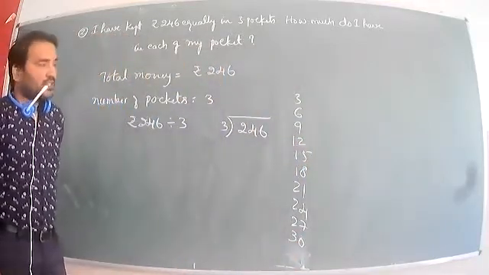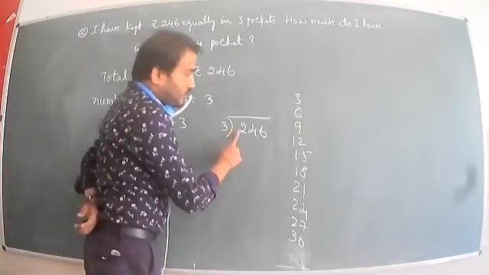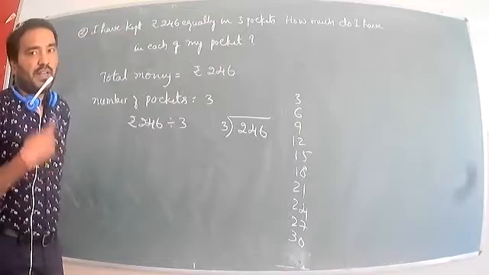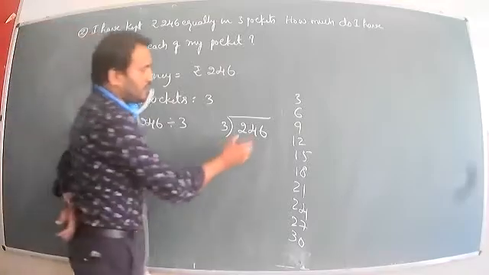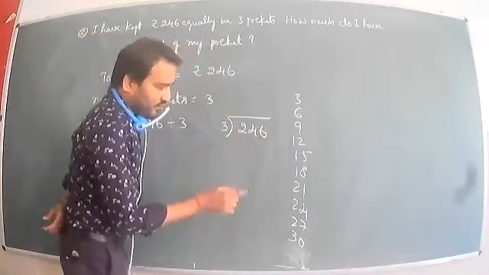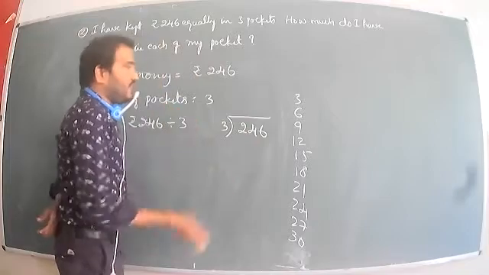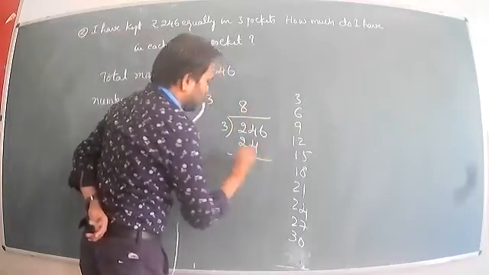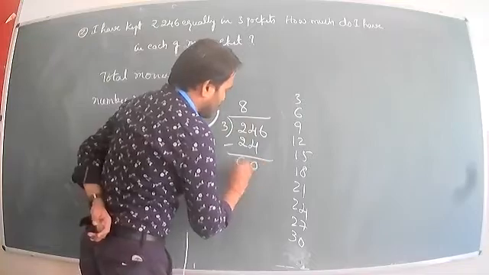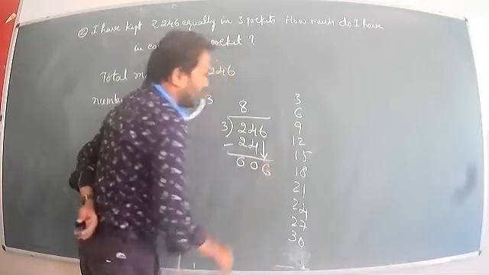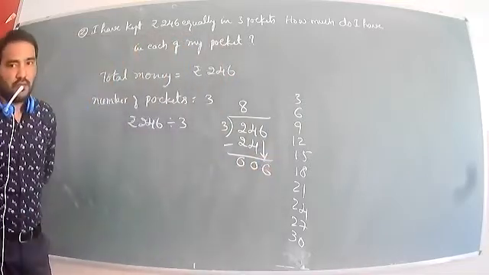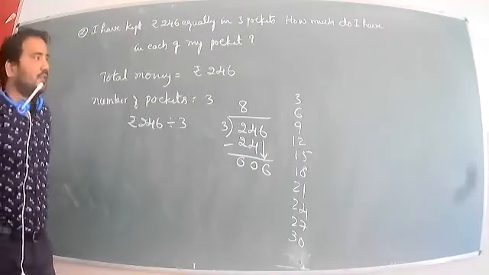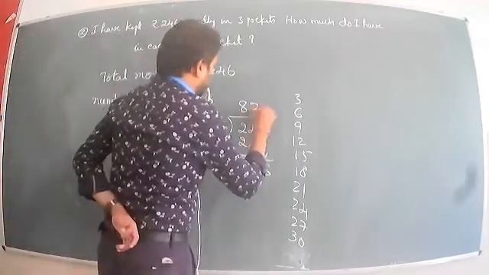Now, the first digit of the dividend is 2, which is smaller than the divisor. So take the 2-digit number. What is the number? 24. Is 24 in the 3 table? Yes. How much is 24? 3 8 is 24. Now subtract it: 0 0. Now bring down the 6. So 3 how much is 6? 3 2 is 6.